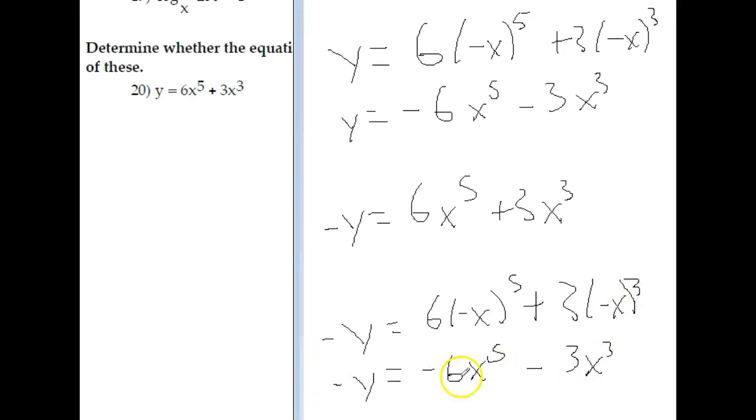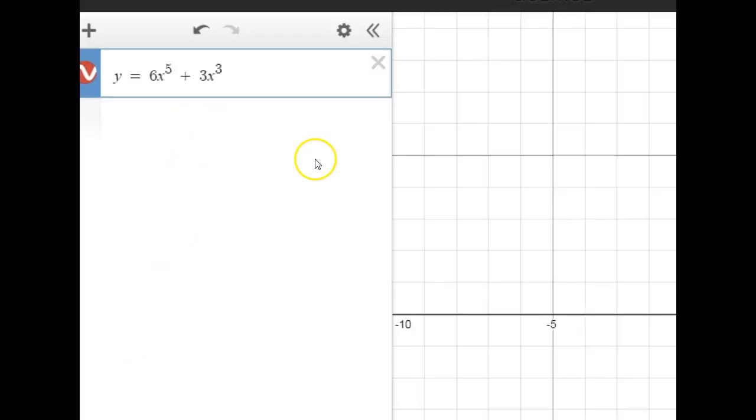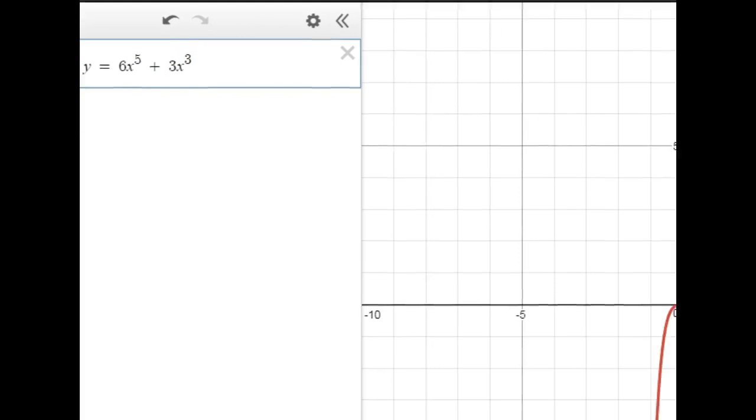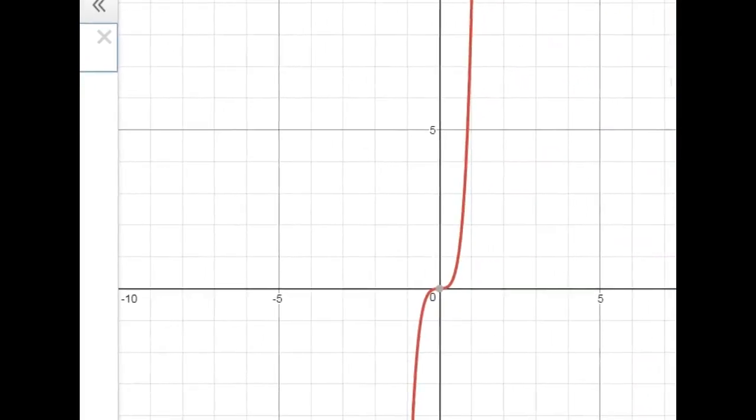So we have this, which both sides now are just the negative of what they were to start with, which means if we multiplied everything here by -1, we have the same exact equation that we started with. So this is equivalent to what we started with, so we do have symmetry around the origin. And here I've graphed this, so you can look at the graph too and tell a lot of times.